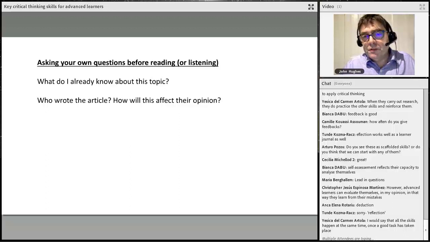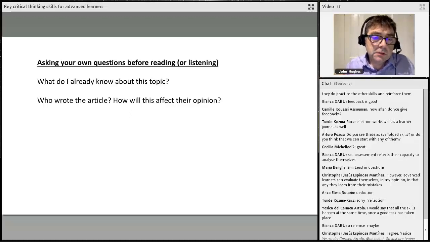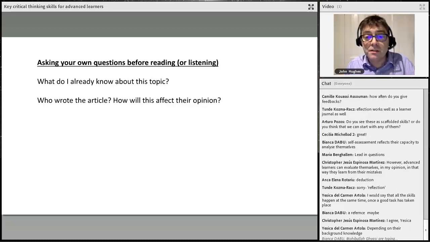I also want them to think about who wrote it, or if it's a listening, who's saying it, and how will this affect their opinion. For example, if it's a speaker, who is the speaker and do they have a certain perspective? Are they going to try and convince me of something, and so will they use language in a certain kind of way?